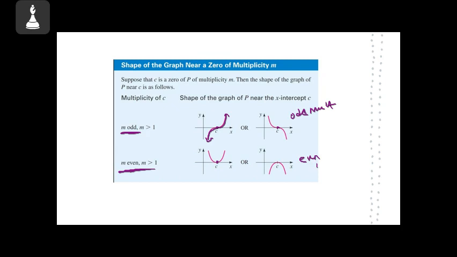And I can go the other way. If I know I have an even multiplicity, I know it's going to hit and bounce back, versus an odd multiplicity, it's going to go through.